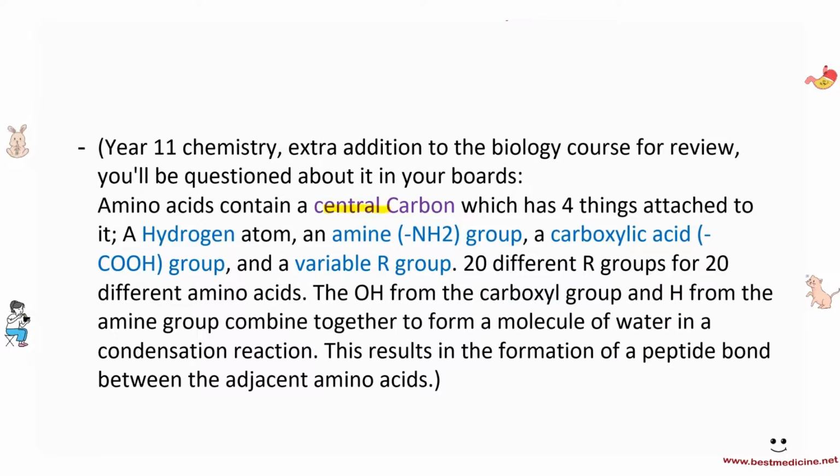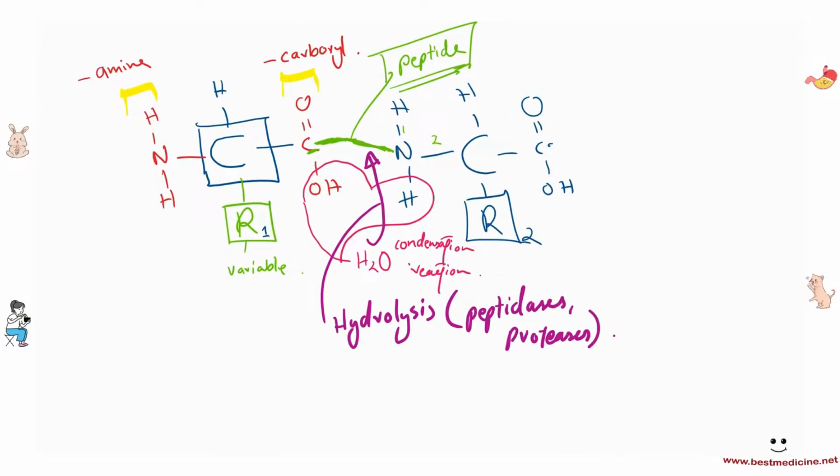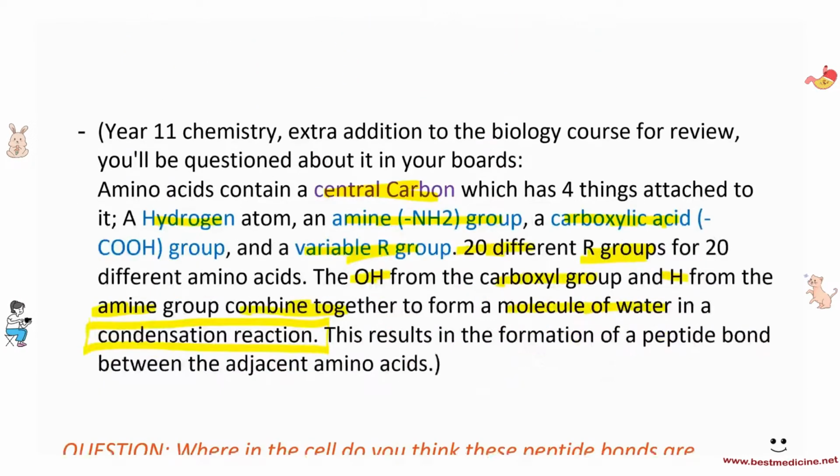So amino acids contain a central carbon, which has 4 things attached to it: a hydrogen, an amine group, a carboxyl group, and a variable R group. 20 different amino acids would have 20 different R groups, and the hydroxyl from the carboxyl group and the hydrogen from the amine group combine together to form a molecule of water in a condensation reaction. This results in the formation of a peptide bond between adjacent amino acids. And again, if you want to break down the peptide bond, you'll have to do hydrolysis on it using enzymes like peptidases and proteases. An example of a peptidase protease is pepsin.